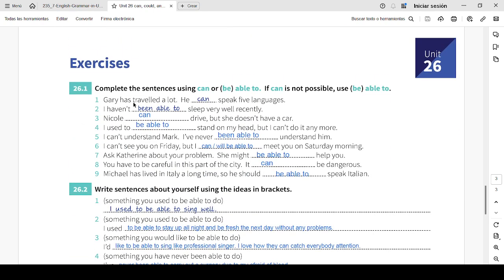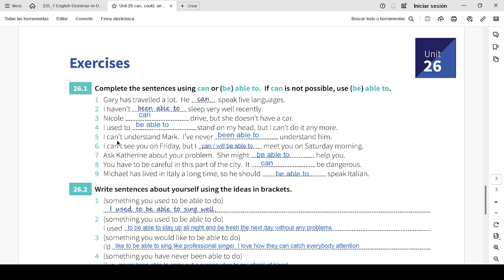First part, complete the sentence using can or be able to. If can is not possible, use be able to. For example, Gary has traveled a lot. He can speak 5 languages. I haven't been able to sleep very well recently. Next one. Nicole can drive, but she doesn't have a car. So check it out, in sentence number three, we're talking about ability.